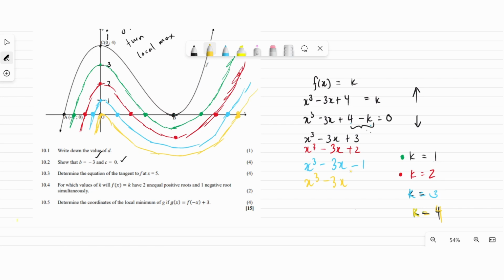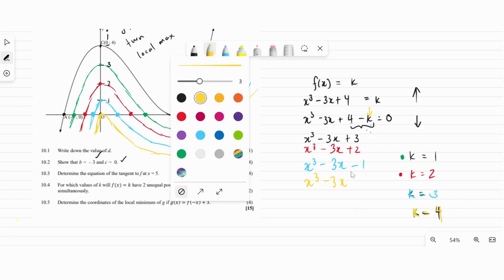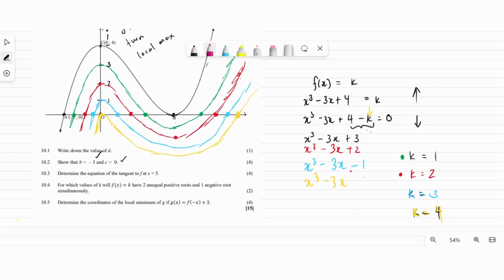So looking at these multiple graphs, we see that when k is equal to 0, if I substitute 0 here, let me make it pink. If I say k is equal to 0, it's going to be x cubed minus 3x plus 4. This is going to be 0. So it's going to be just the original graph, the one that we have when k is equal to 0.